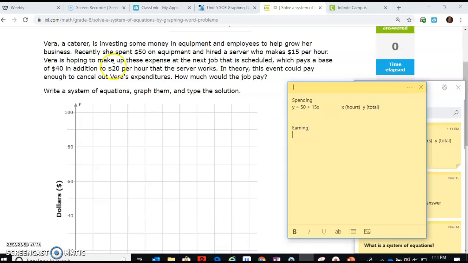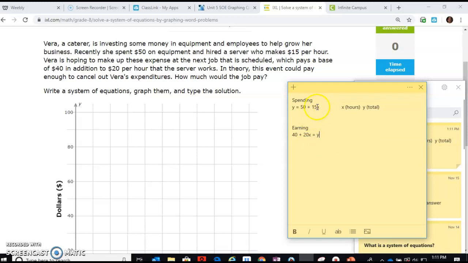All right, so then it says Vera is hoping to make up these expenses at the next job that is scheduled, which pays a base of $40. So that means she starts off getting $40 no matter what, and then she gets $20 per hour that she works. If we add that all together, that will give us the total amount of money that she will make. So it's still talking about total dollars. This is total dollars spent. This is total dollars made. So it's still money. Those are our systems, that's our system of equations.